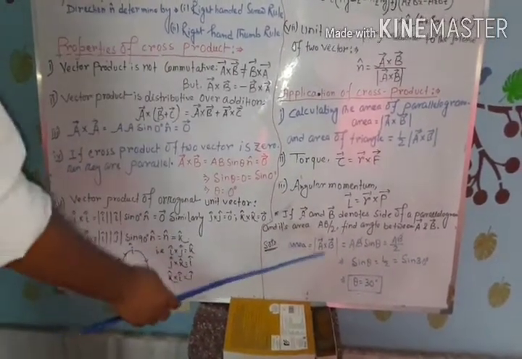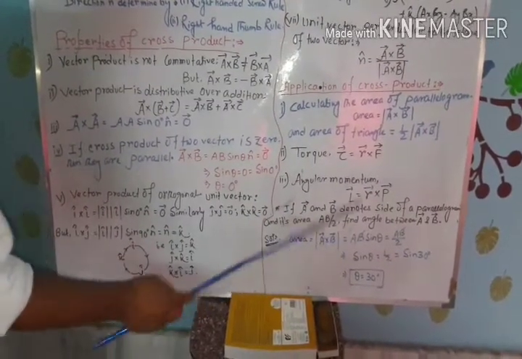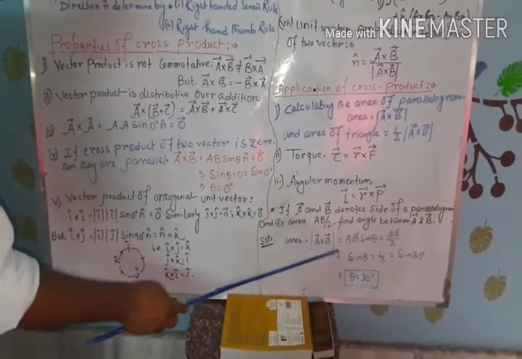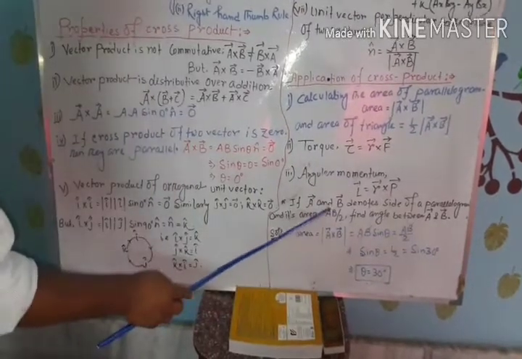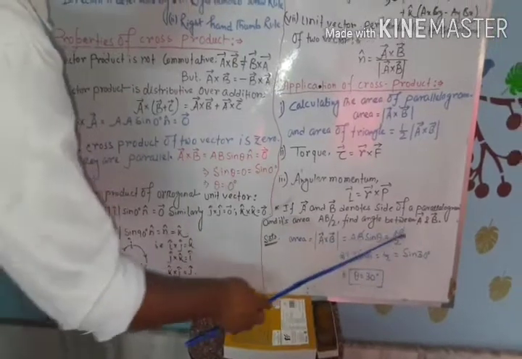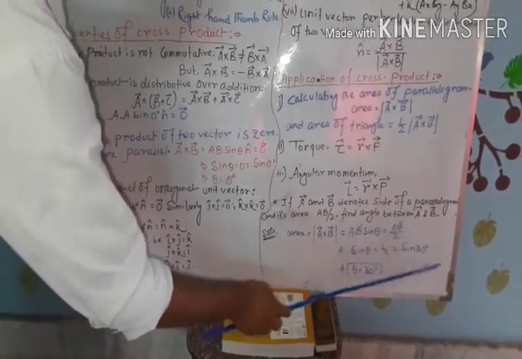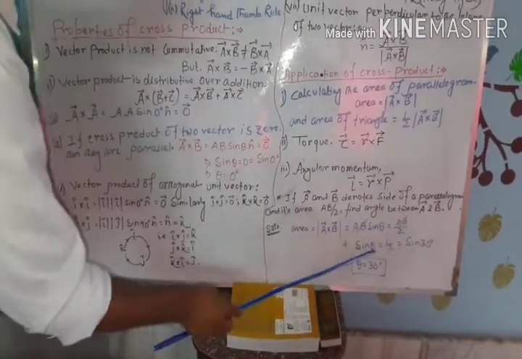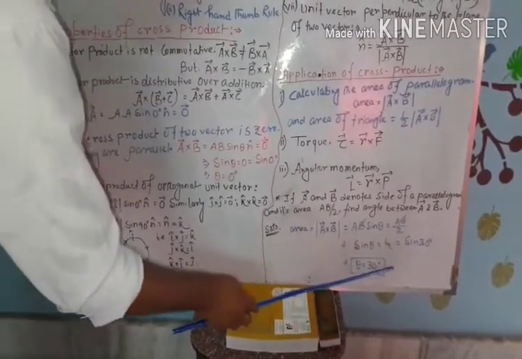See the solution. We know that the area of the parallelogram is mod of A cross B. Mod of A cross B means only the magnitude of A cross B, which is AB sin theta, and that is given as AB by 2. So AB cancel and sin theta equals half. For what angle is the sin value half? That is sin 30 degree. So sin theta equals sin 30 degree. So therefore theta equals 30 degree.